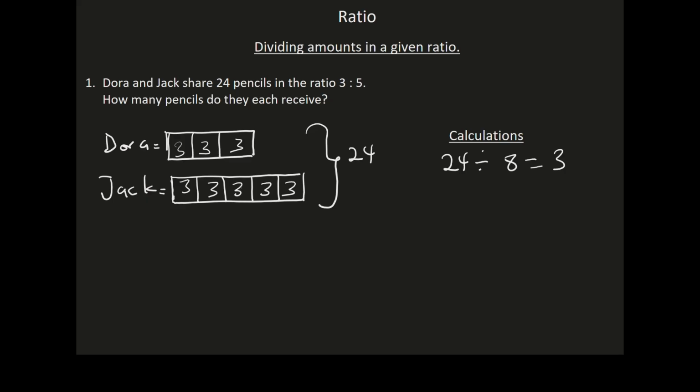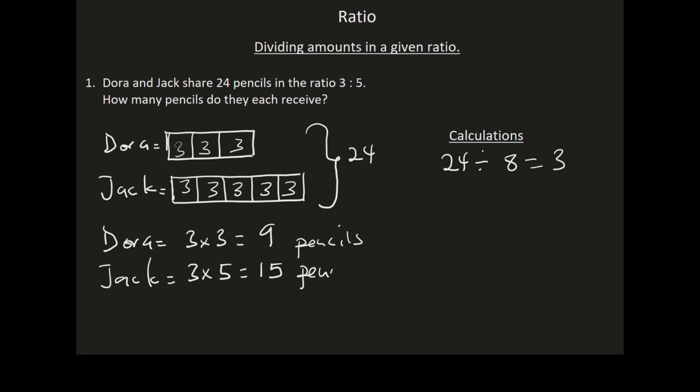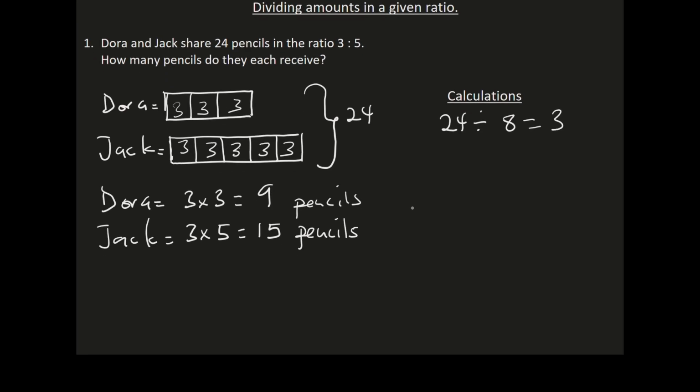The second part of our question says, how many pencils do they each receive? So Dora received 3 times 3, which gives us 9 pencils. And Jack received 3 times 5, which gives us 15 pencils. You can also check this by adding 9 to 15, which gives us 24.